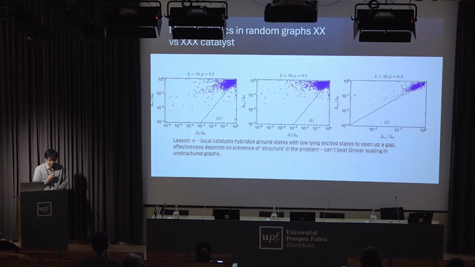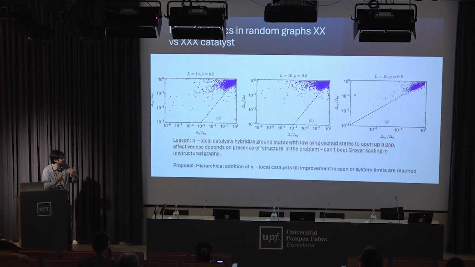That's the entire idea. The proposal is that in your problem, you do a hierarchical addition of n-local catalysts until no improvement is seen. So you add them, and at some point you see there is no more improvement, you decide to stop. This is the main idea.